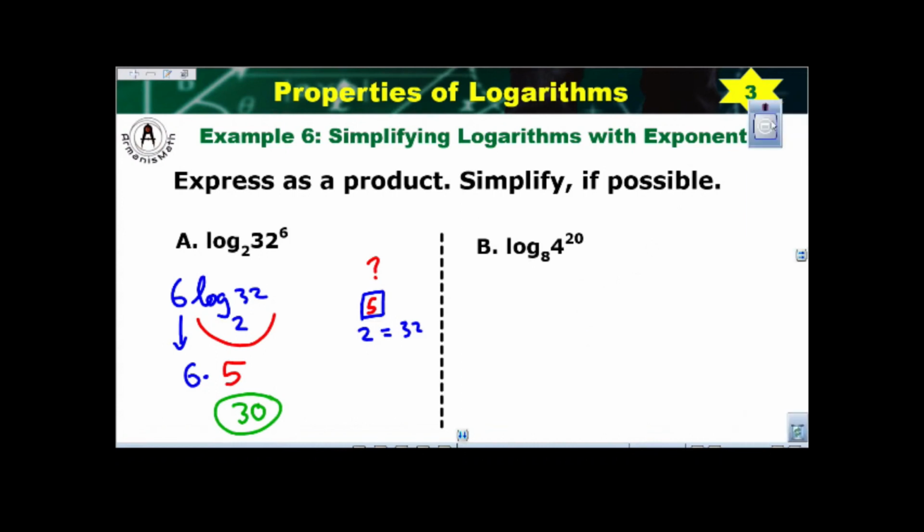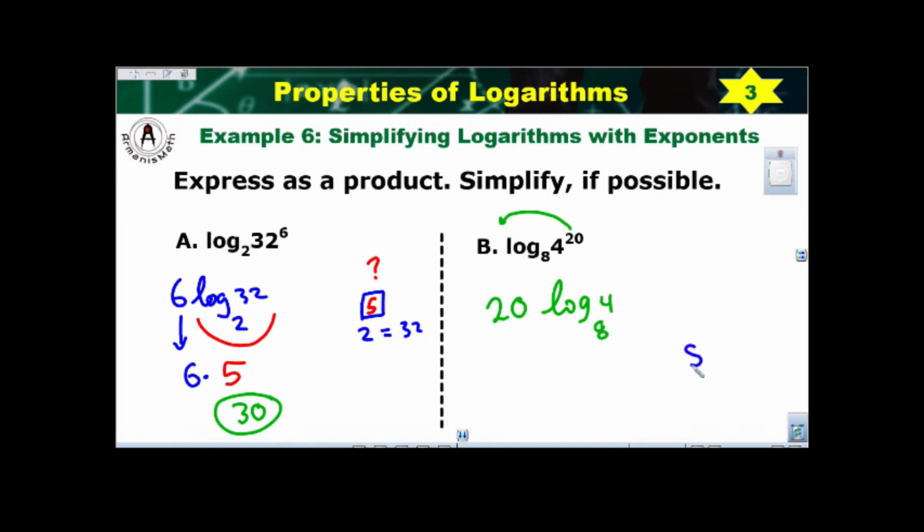Okay, cool. Let's do one more. This one looks huge, but if you truncate it, it becomes easier. So kick the 20 outside, so that becomes 20 times log base 8 of 4. That's a little bit tricky here. How do you go from 8 to 4? That's going to take you some time to think.